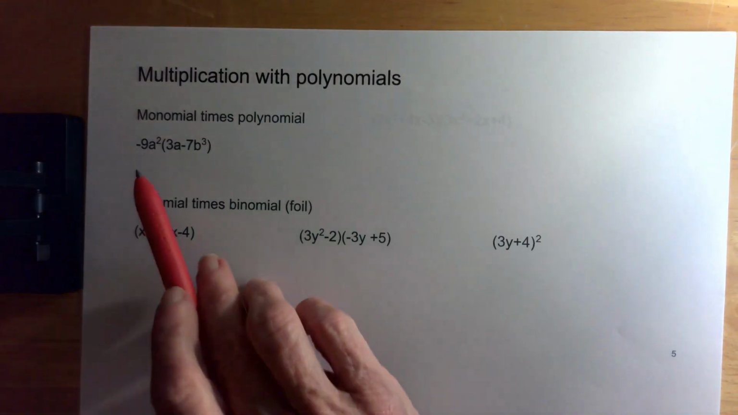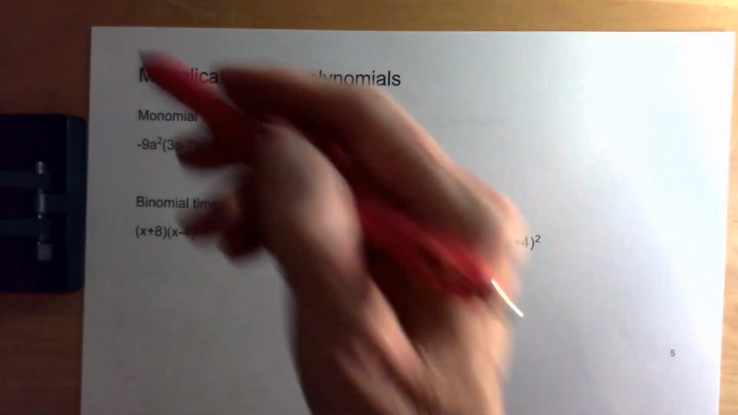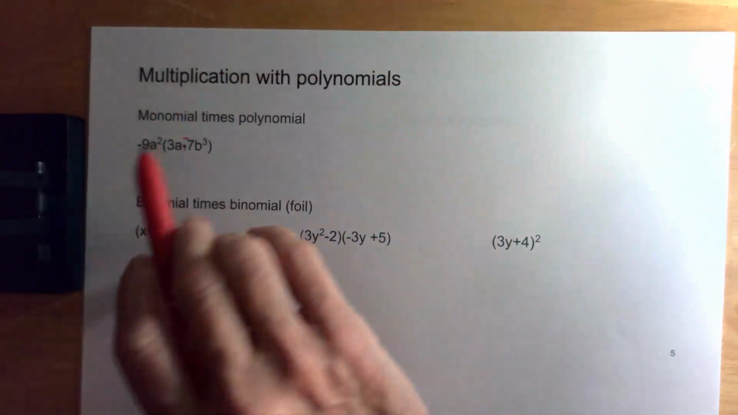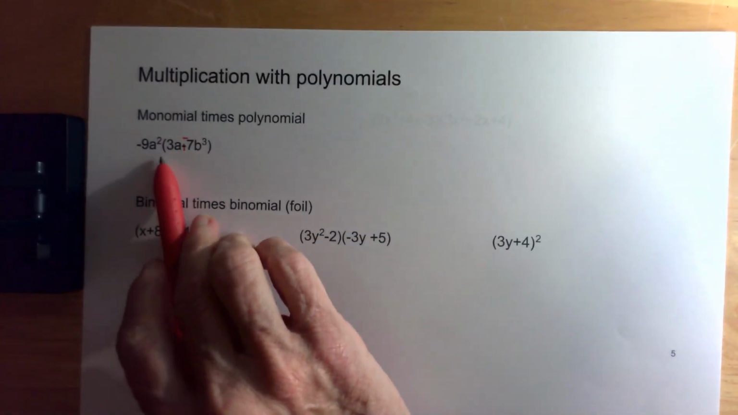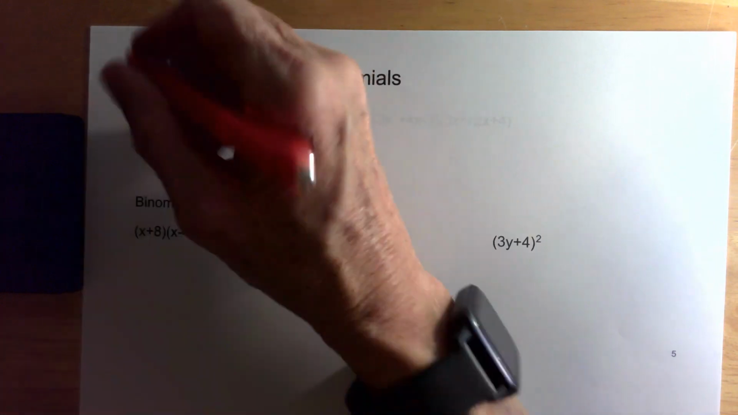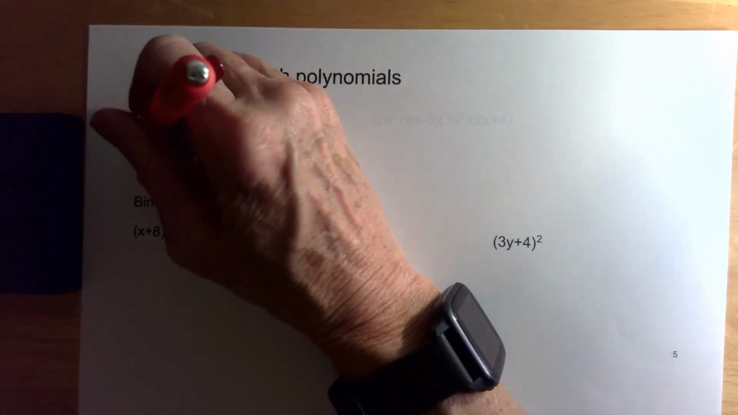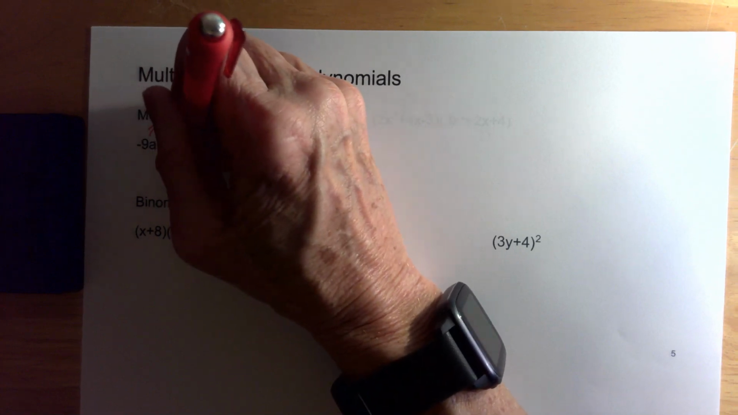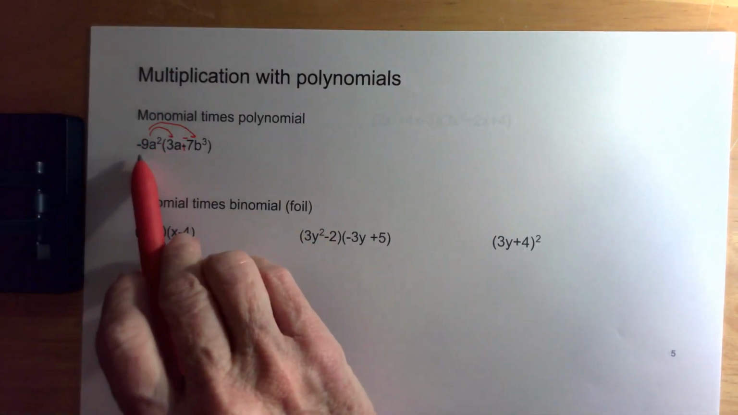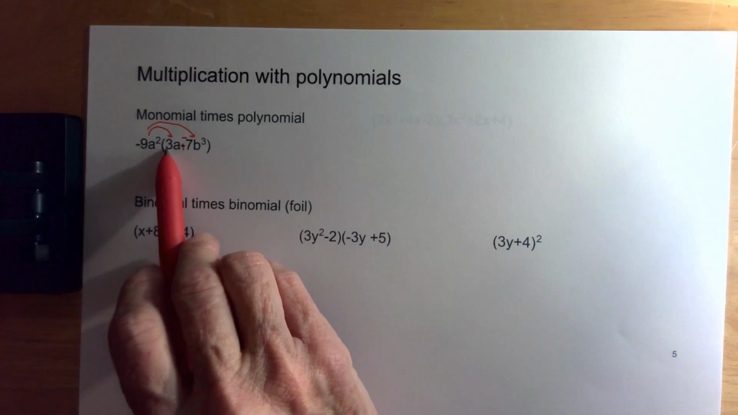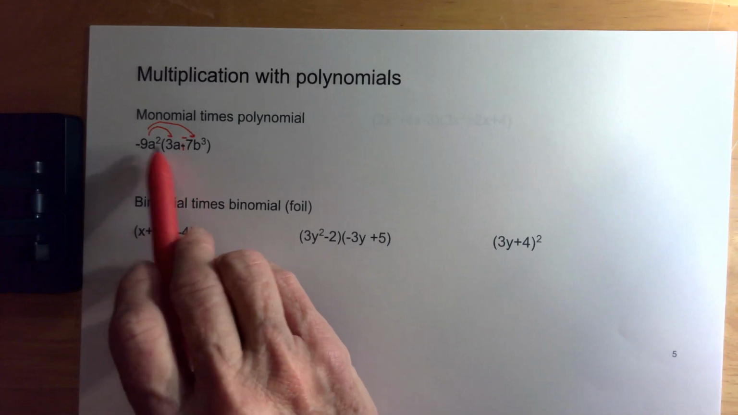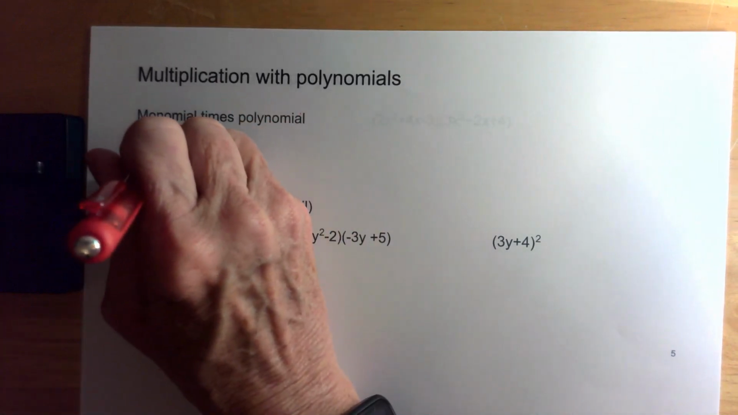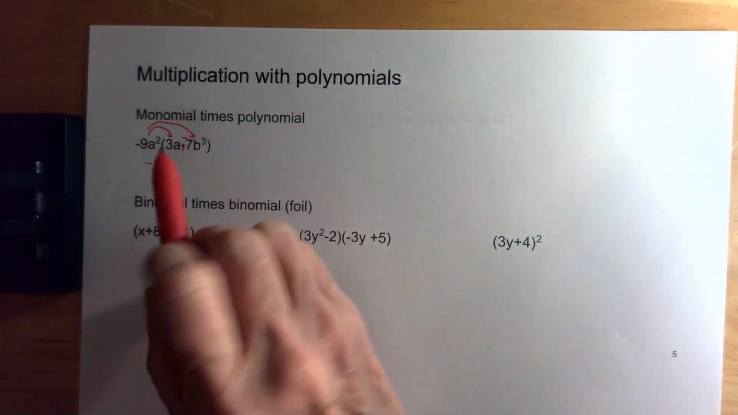This one is a monomial times a polynomial. I'm going to add the opposite of the second number here. And then you'll notice that this is multiplied by this set of parentheses that has a binomial in it, so you have to do distributive property. Now, I have a -9a squared times a 3a. If I multiply the -9 and the 3 together, that gives me a -27.